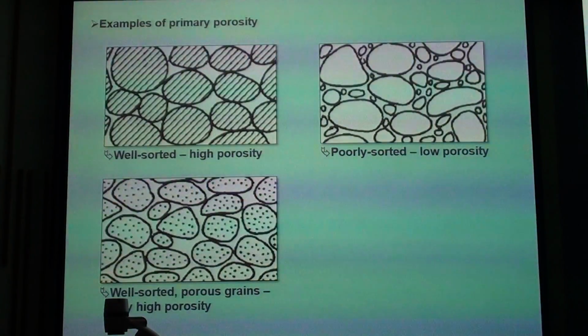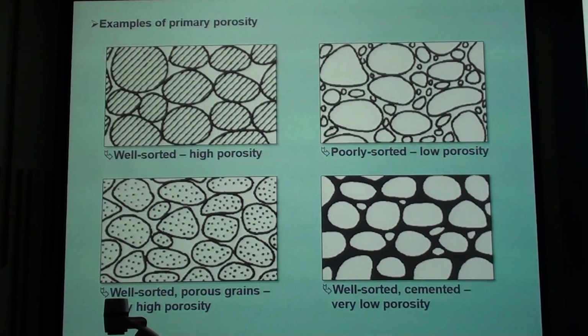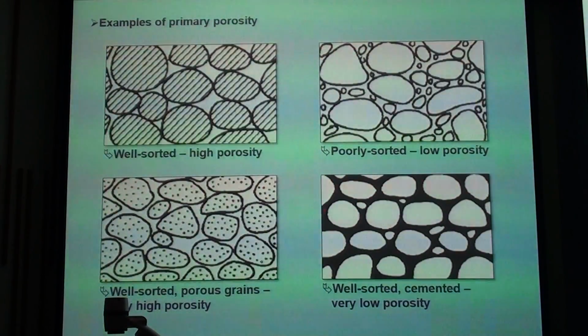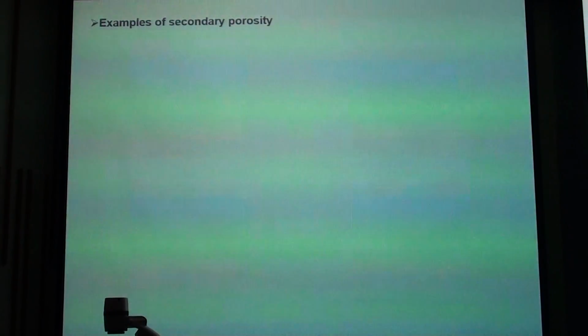Well sorted here, and porous grains. So you've almost got double primary porosity. You've got porous material which holds water, and the gaps in between it also form nice big pore spaces that hold lots of water as well. And of course, these are really crappy ones. Well sorted but cemented. The cement, of course, displaces all that porosity. It fills in the space, water can't get in. So you haven't got a very good aquifer material there at all.